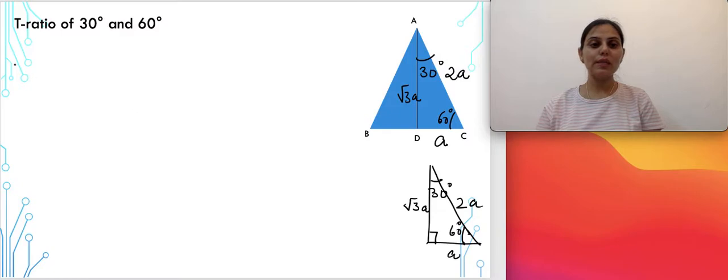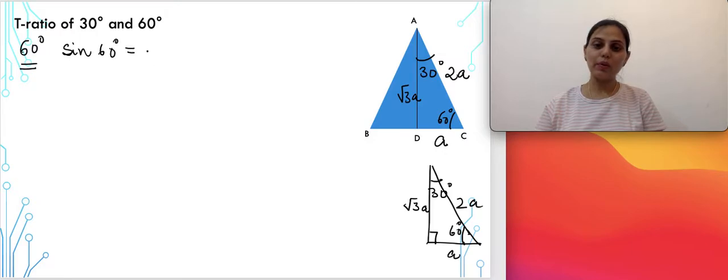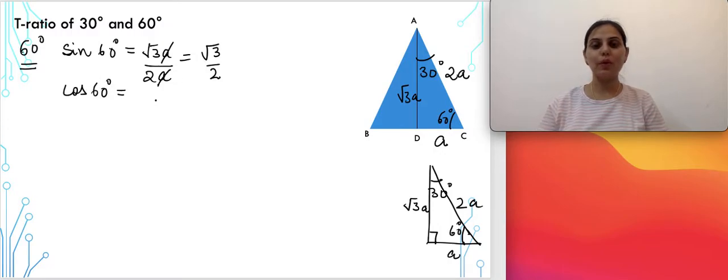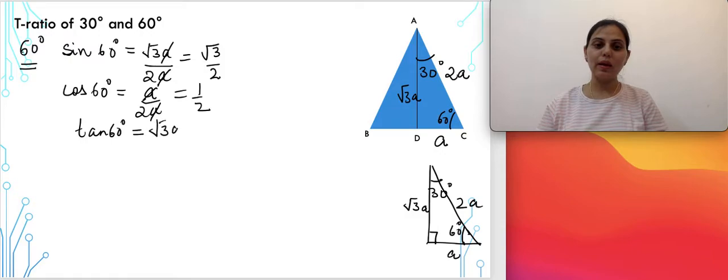First, for the angle of 60 degrees, let us see the T ratios. For 60 degrees now, sine 60 will be equal to perpendicular upon hypotenuse, or this will be equal to root 3 A upon 2A. A and A get cancelled, so this will be equal to root 3 upon 2. Similarly, cos 60 will be the ratio of base and hypotenuse, so A upon 2A, or this can be written as 1 by 2. Tan 60 will be equal to the ratio of perpendicular and base, that is root 3 A upon A, or the value will be equal to root 3.